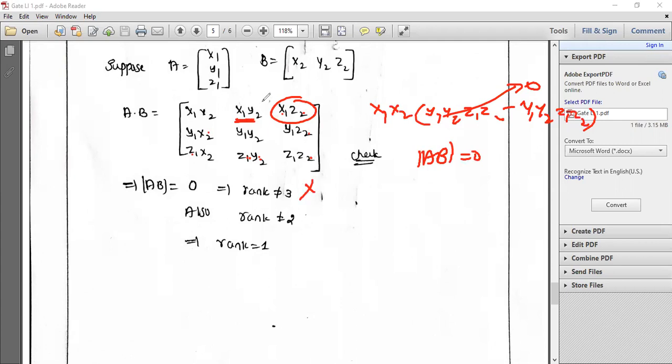Now let us take any 2 cross 2. If I take any 2 cross 2, what will happen? x1 x2 y1 y2 minus x1 x2 y1 y2. Again this will vanish.